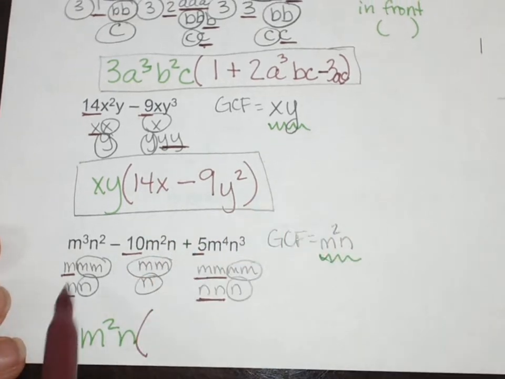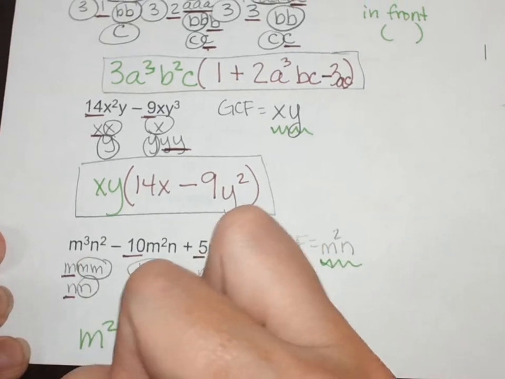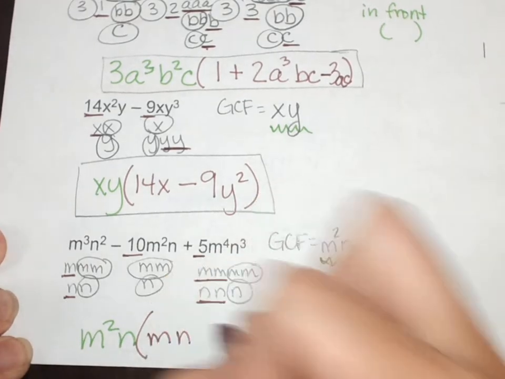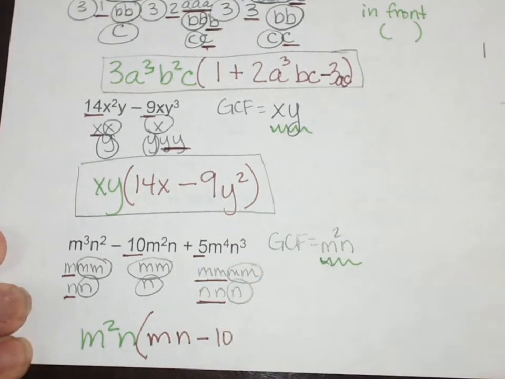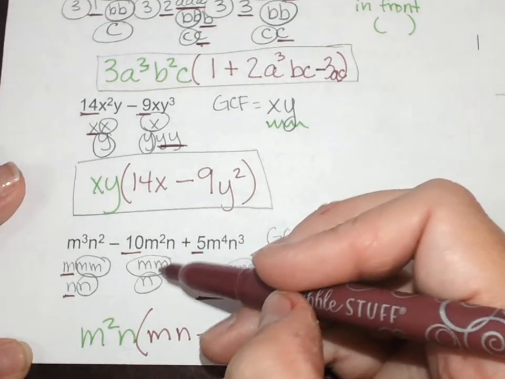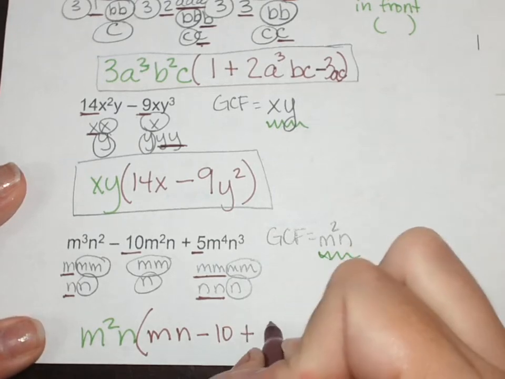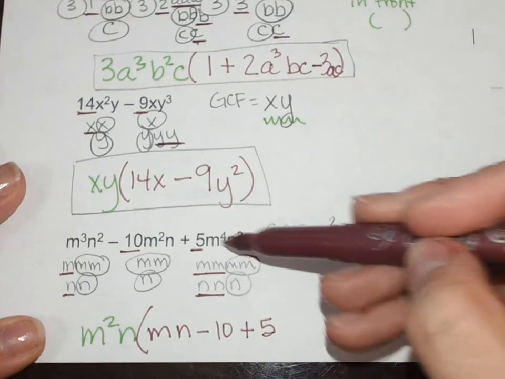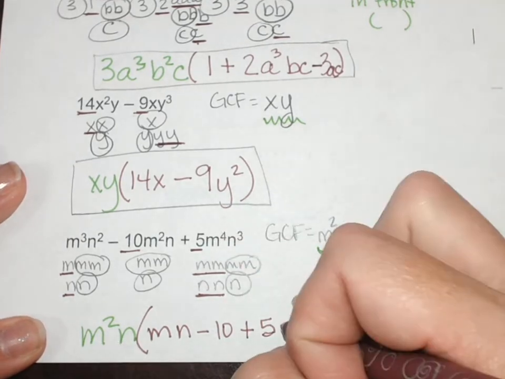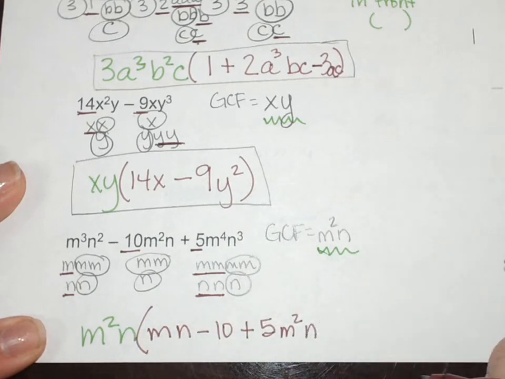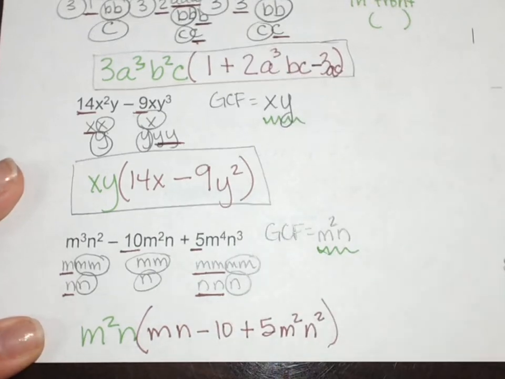Now, let's start factoring. M cubed n, if you have 3 m's and you factor out 2 m's, you're left with 1 m. 2 n's, factoring out 1 n, you're left with 1 n. Now I have my minus 10 because I did not factor the 10. And the m's and the n's with our second term were factored out, so they're gone. So it's just a minus 10 here. Now I have a plus 5, and then 4 m's, factoring out 2 m's, leaves you with m squared. N cubed minus n is n squared. And there you go.